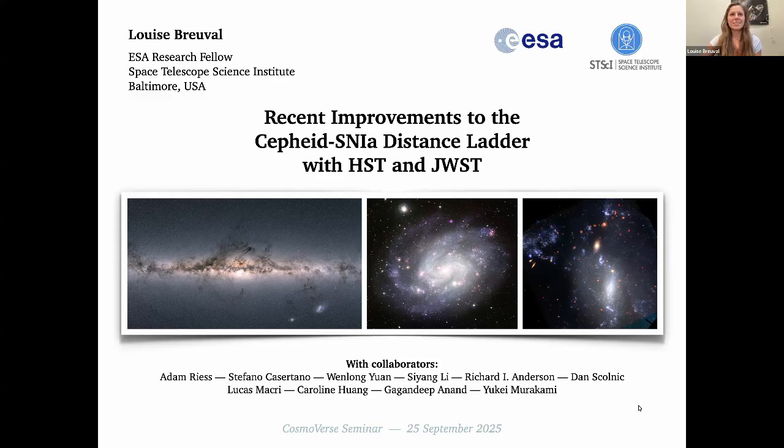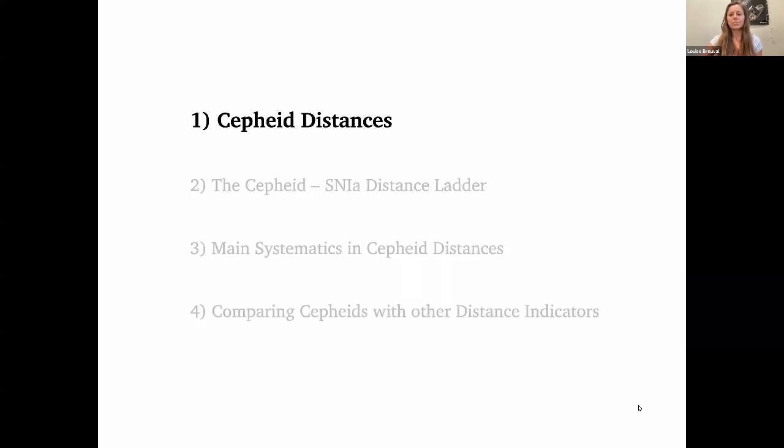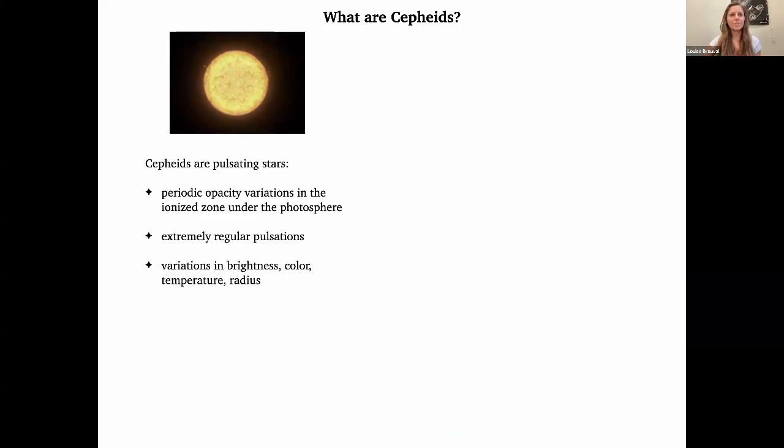Today I'm going to talk about Cepheids and how they're used in the distance ladder for measuring H0, and recent improvements with the Hubble Space Telescope and the James Webb Space Telescope. First, I'm going to give a short overview of how Cepheid distances are measured and what Cepheids are. Cepheids are pulsating stars, which means they're pulsating physically.